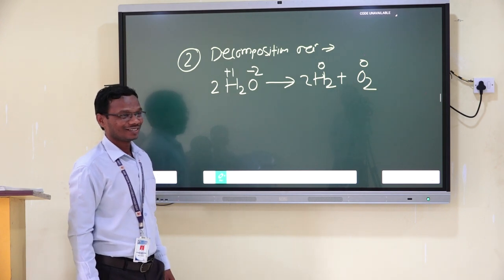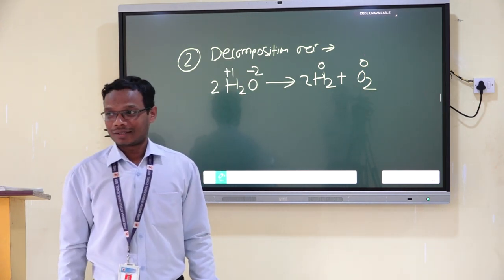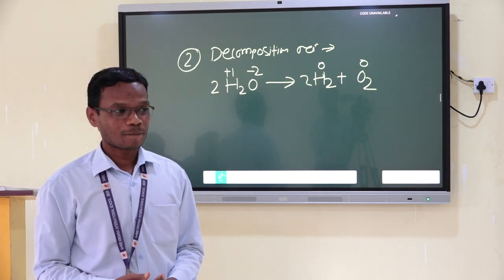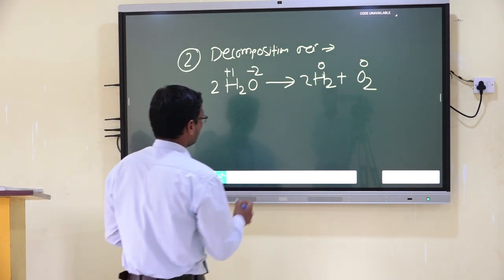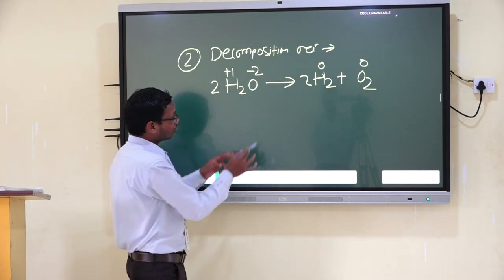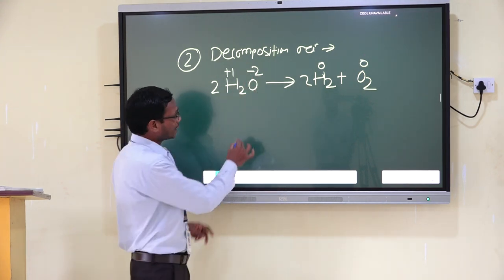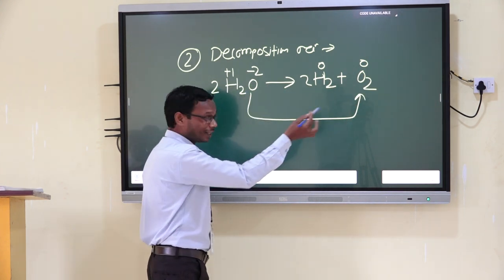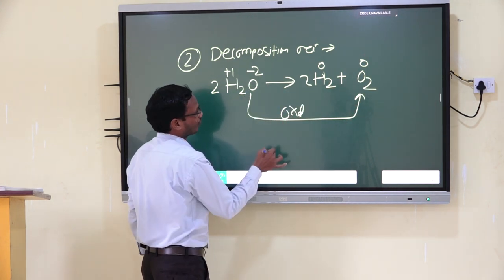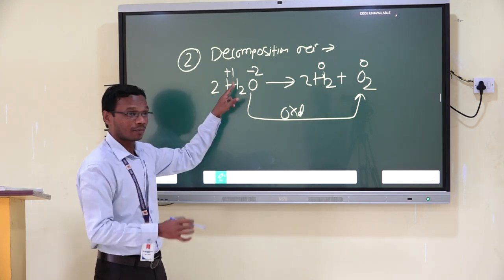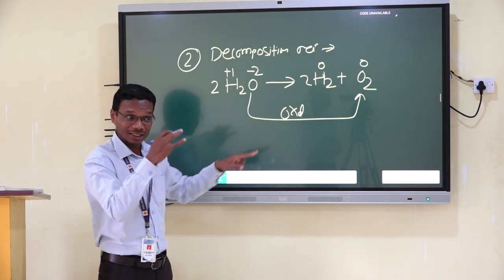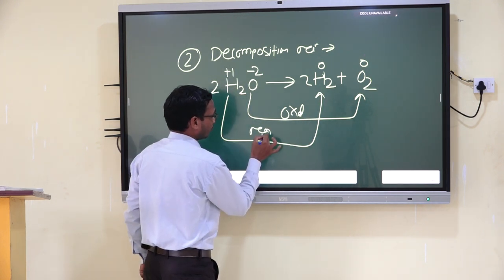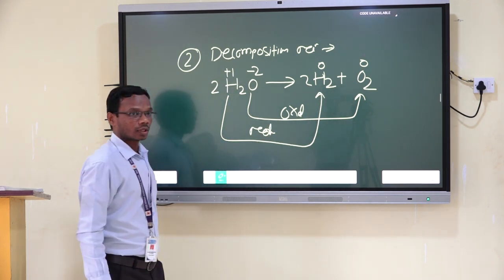Hydrogen or oxygen? Why? Oxygen in the reactant has an oxidation number of -2 and it changed to 0. That means it is an increase. -2 to 0, increase. It means oxidation. And hydrogen +1 to 0, that means decrease. It is reduction. Okay.